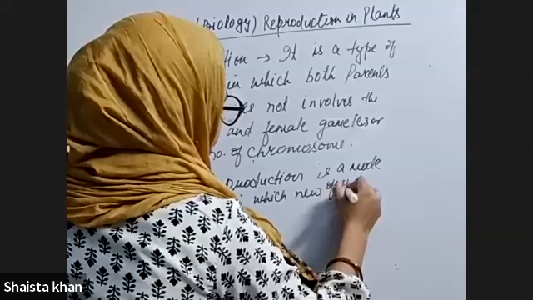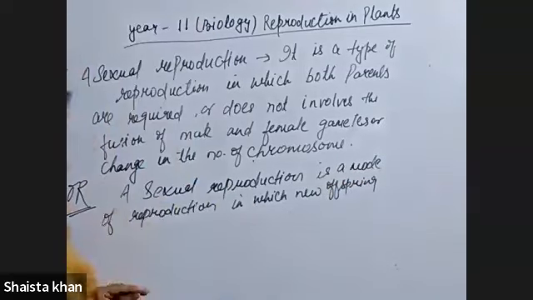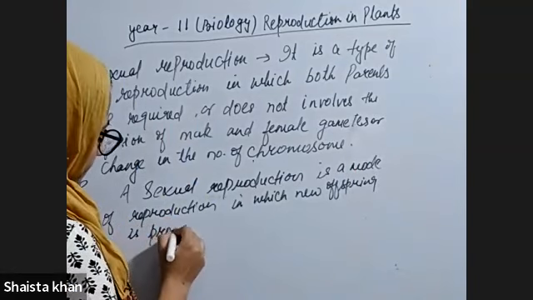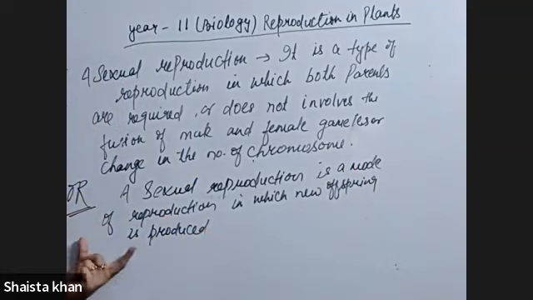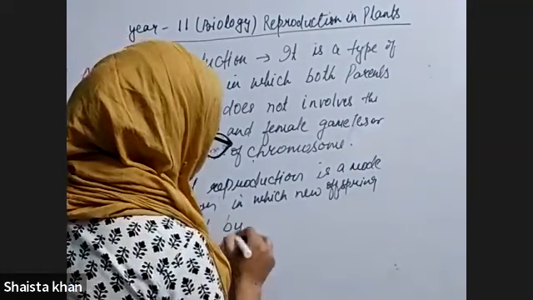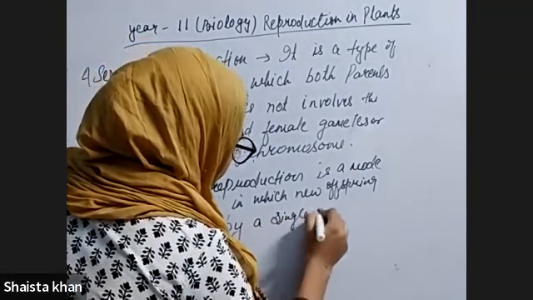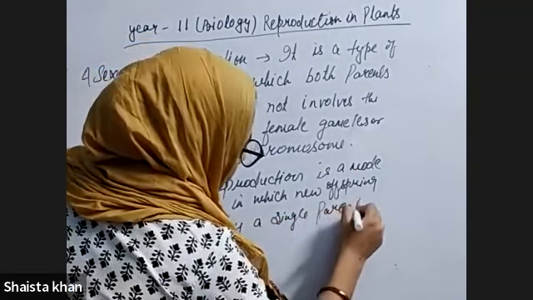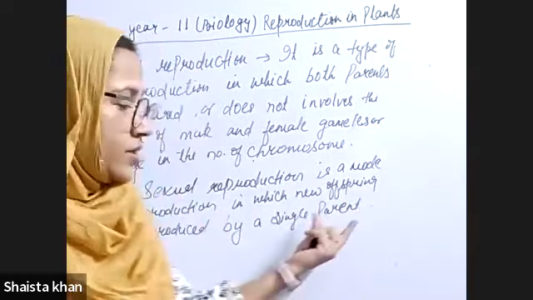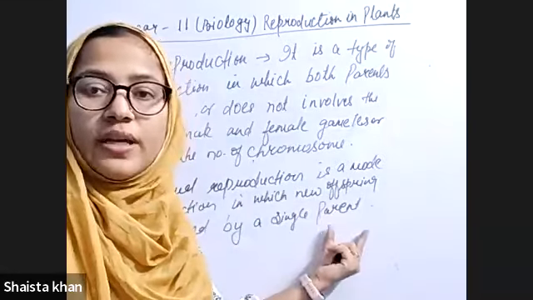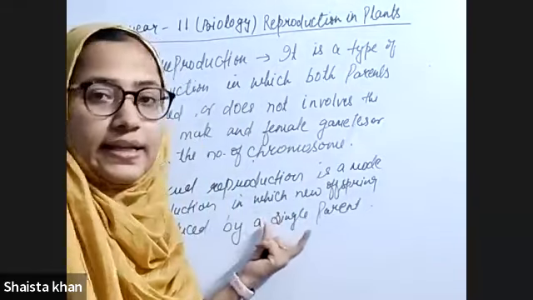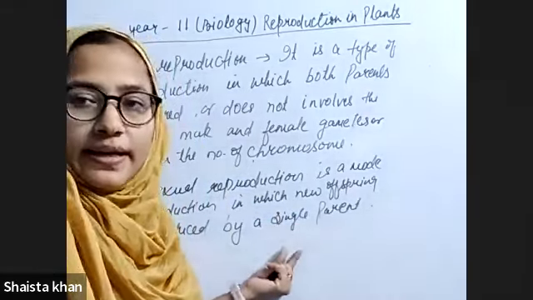New offspring is produced by a single parent. It means it doesn't require both parents or male and female gametes. It only requires a single parent, whether it is a male gamete or a female gamete. Generally, it is a female gamete.